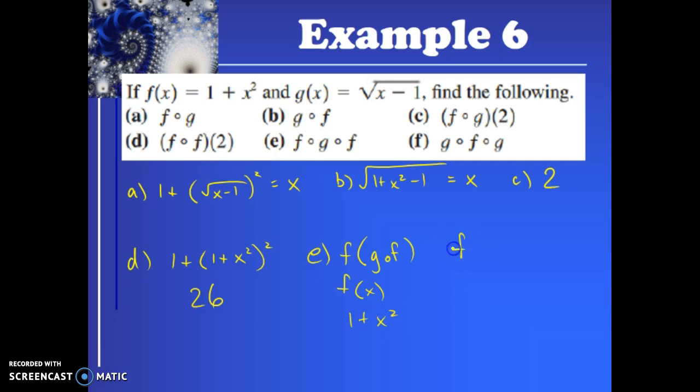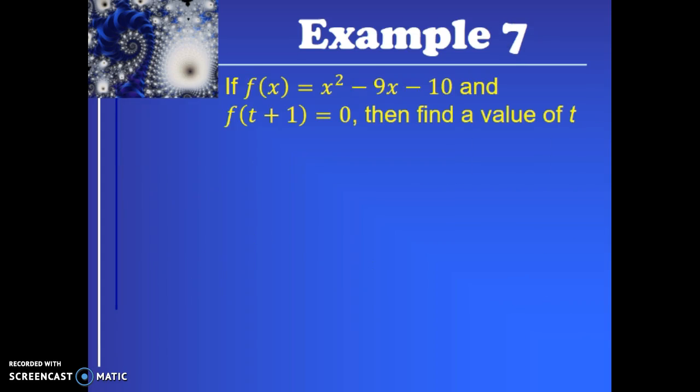For F, I'm going to take g of f of g. F of g, we already found out in part A, is really just x. So this is g of x. G of x is just square root of x minus 1. Now there's much longer ways to do these problems, but what you really want to do is just run through and make sure you've got all your bases covered.